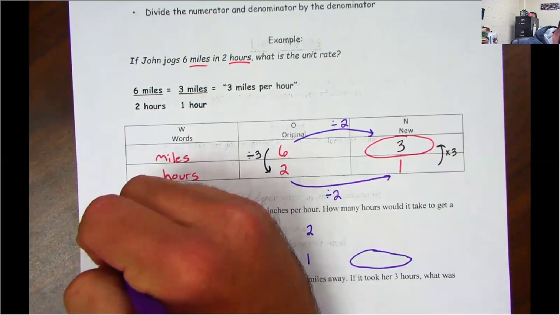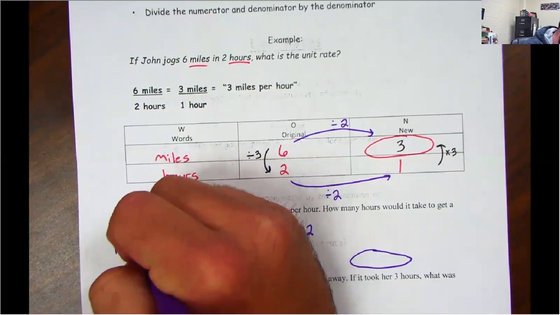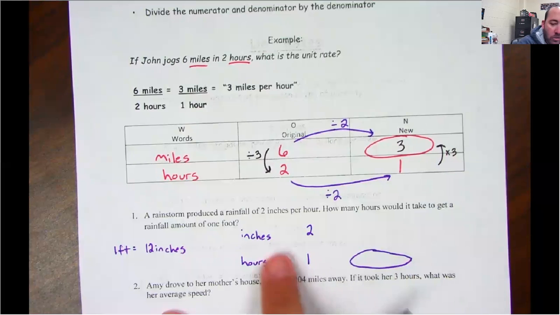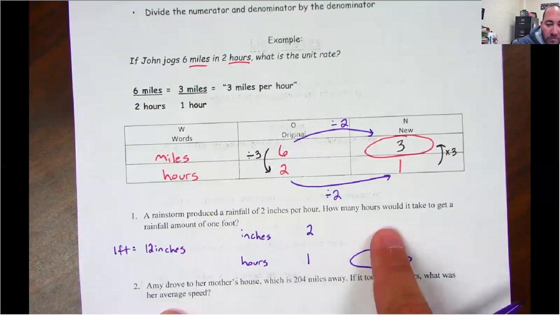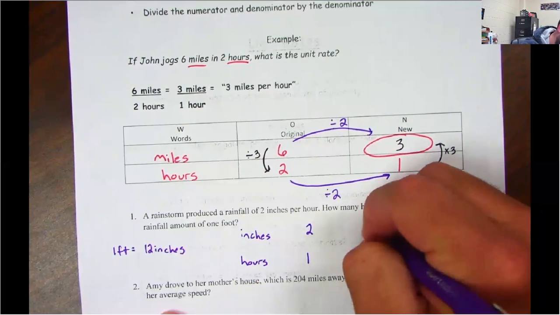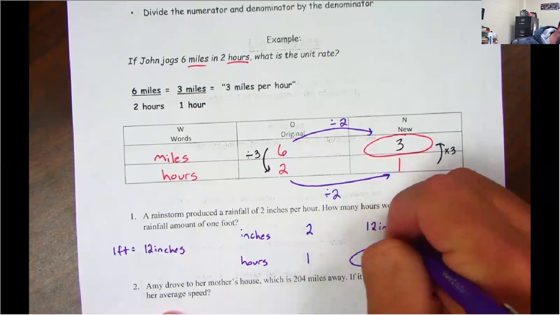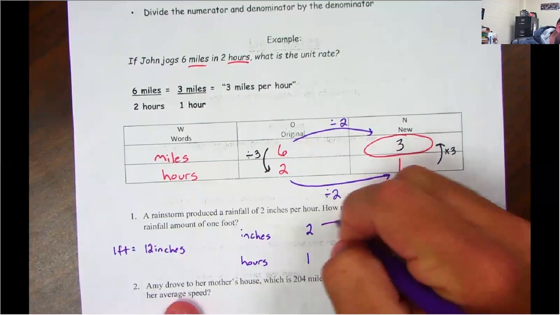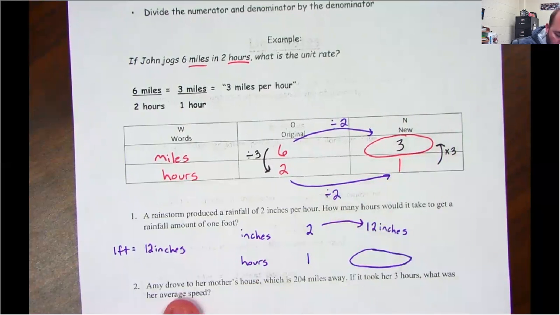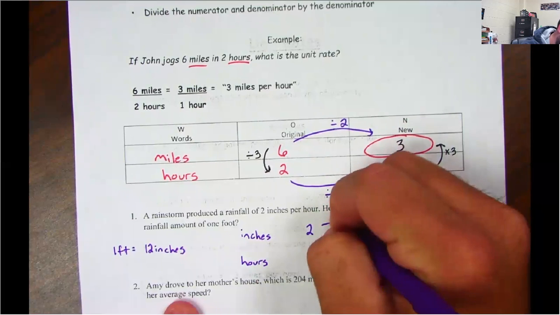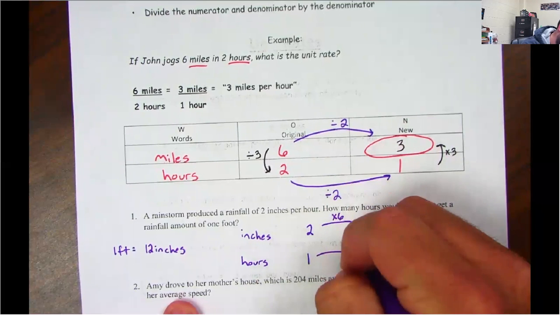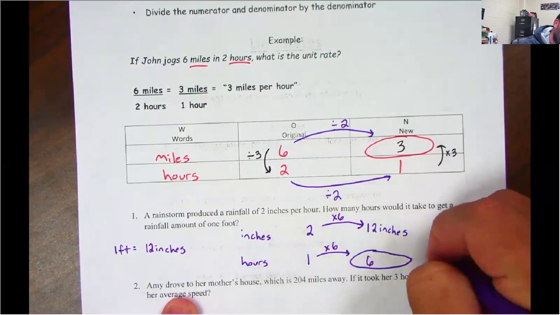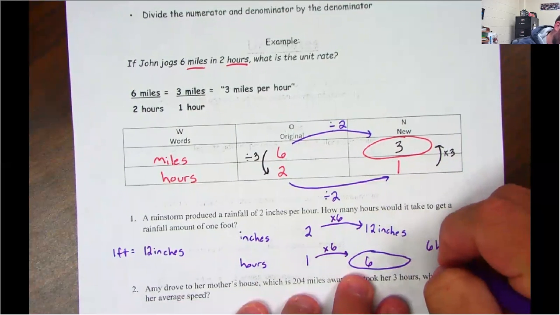Well, guys, isn't 1 foot equivalent to 12 inches? Well, yes, it is. So, guys, if this is inches, I have to convert the foot to inches. Well, guys, how would you go from 2 to 12? Multiply by 6. So 1 times 6 would be 6. So the answer should be 6 hours.